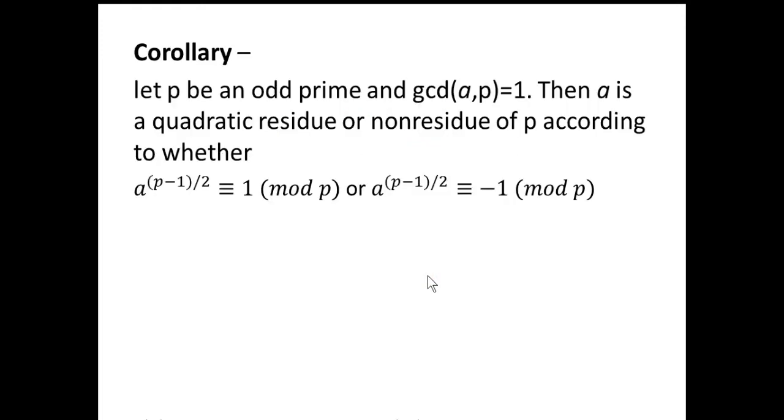This corollary says that let p be an odd prime and a and p relatively prime. Then a is a quadratic residue or non-residue of p according to whether a to the power (p minus 1) upon 2 is congruent to 1 mod p or a to the power (p minus 1) upon 2 is congruent to minus 1 mod p. So when it is congruent to 1 mod p, then it is a quadratic residue, and if it is congruent to minus 1, then a is a quadratic non-residue of p.